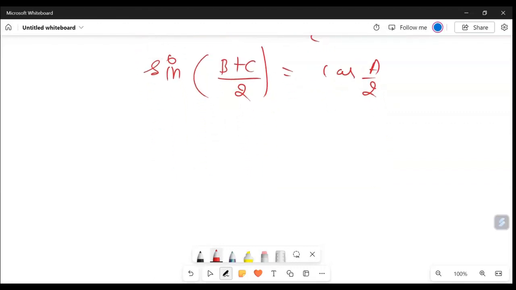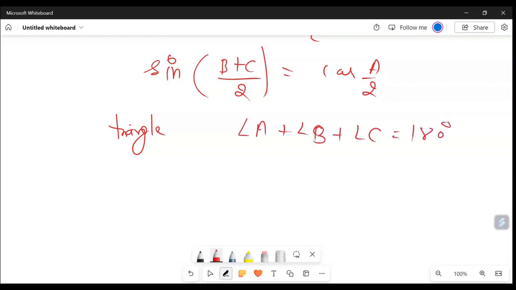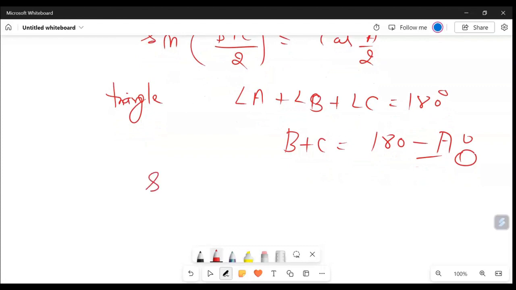Since this is a triangle, and in any triangle the sum of interior angles, angle A plus angle B plus angle C, is always equal to 180 degrees. Got it or not? So from there, I can write B plus C is equal to 180 minus A. Equation number 1. Now, I will take the LHS, which is sine (B plus C) by 2.